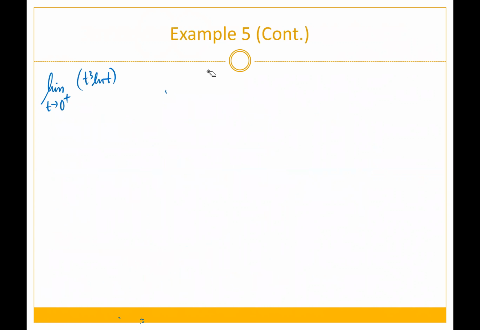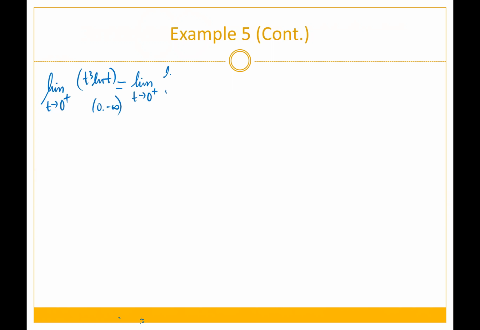So let's see, we have, this is 0 multiplied by negative infinity. So first you have to put it into quotient form. So you're going to have the limit as t approaches 0 plus.